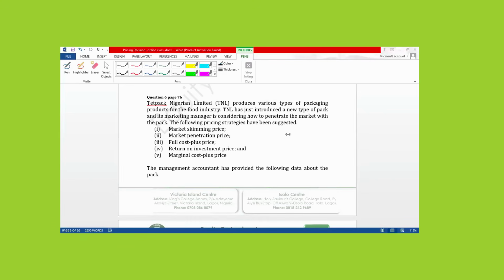Somebody said, we adopt full cost when they want to plan. That's it. Full cost plus pricing is used for planning. A company adopts full cost plus pricing for planning purposes.